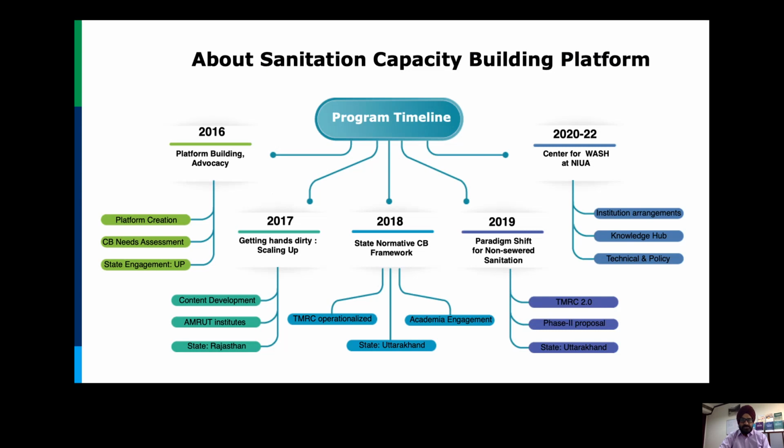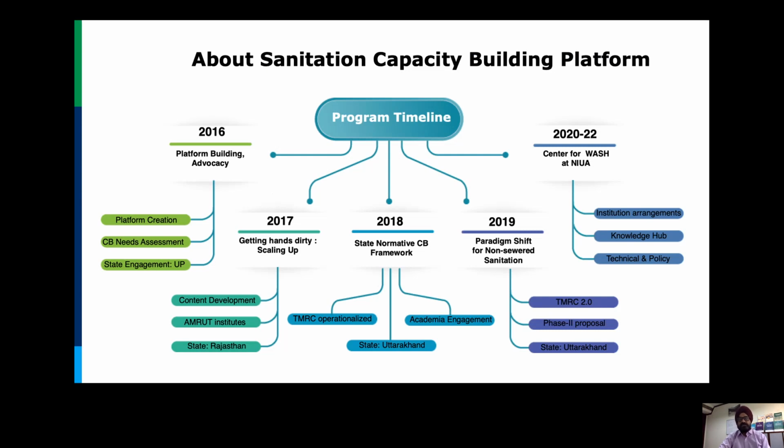In 2018, based on the work we had done on the trainings, technical assistance, and research, we came up with a state capacity building normative framework. This normative framework tells any organization how to do capacity building, what steps to follow, and also lists a set of training modules which we felt were very appropriate and useful for any organization to do capacity building. And this can be replicated in other sectors as well, not just sanitation.